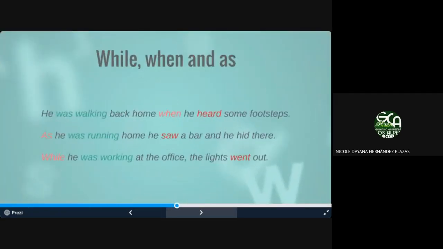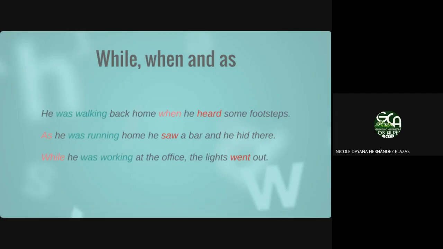So look at this. We are going to talk about this. This is really important. We have been checking these words in a lot of the examples we have had, but I want you to take notes of this. Please pay attention to this. While, when, and as. For everyone, once again, what is the meaning of while? Mientras. What is the meaning of when?